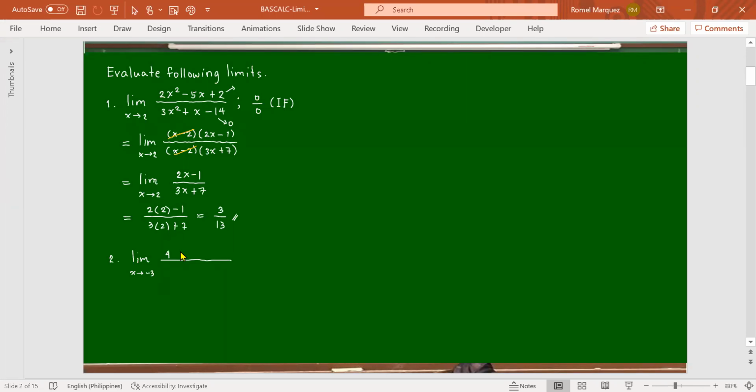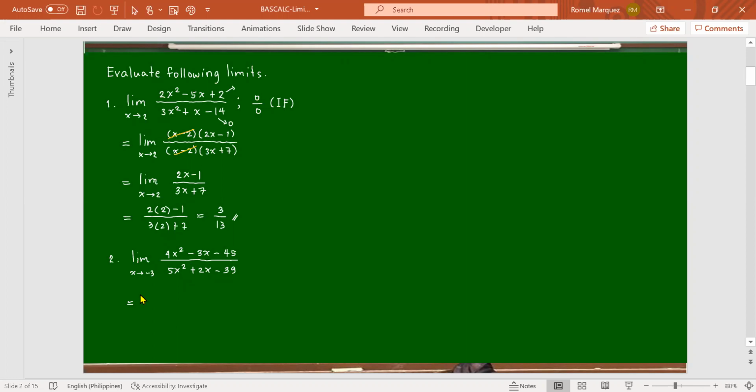So let's say I have (4x² − 3x − 45) over (5x² + 2x − 39). Let's see. Again, this is a quotient.